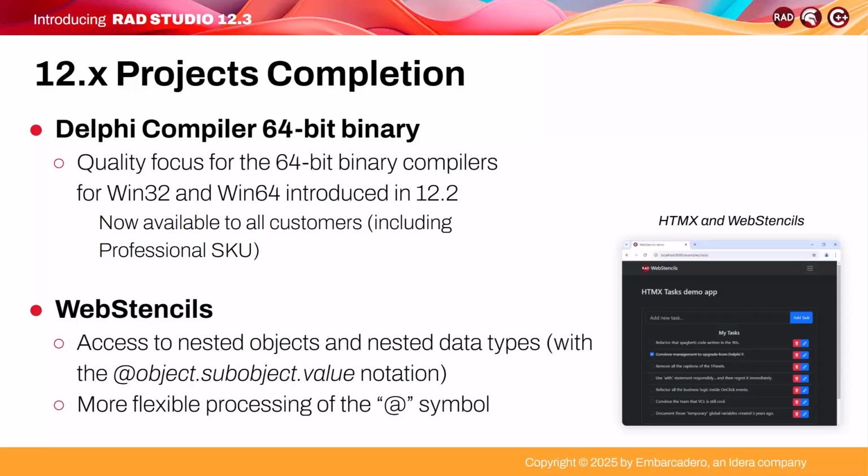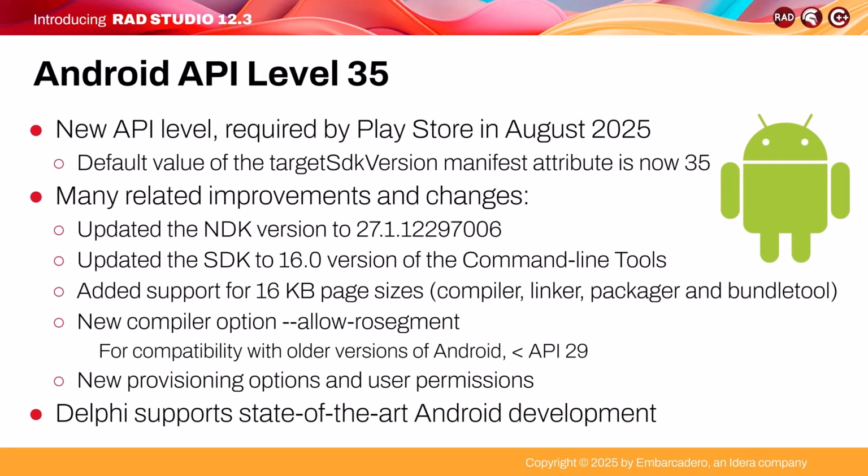And now to Nuno. Hello everyone, Nuno Castro here from the PM team. Starting August 2025, the minimum Android API level to publish apps on the Play Store will be level 35. If you plan to do so, RAD Studio 12.3 will be the version for you, as we have updated the default value for the target SDK version to 35. This was a lot of work behind the scenes by our development team, but we took the chance to do many related improvements and changes.